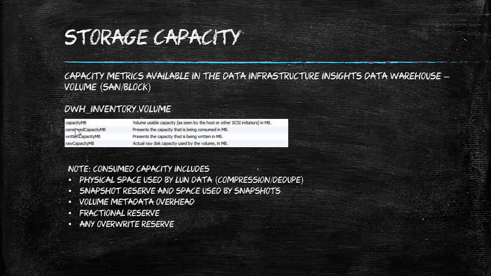So when you talk about consumed capacity and you're looking at block storage, I would use that metric in lieu of used capacity. Okay? So consumed capacity includes physical space used by LUN data, compression and dedupe, snapshot reserve and space used by snapshots, volume metadata overhead, fractional reserve, and any overwrite reserve. So that is what consumed consists of from a block perspective. Okay? And again, best practices when I write reports around block capacity, I typically use consumed as used capacity. All right? So that's what you'll see in future reporting.